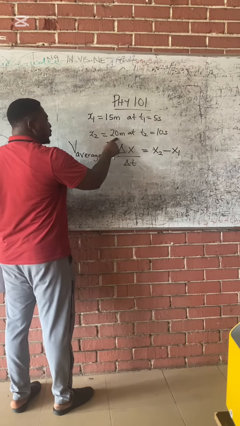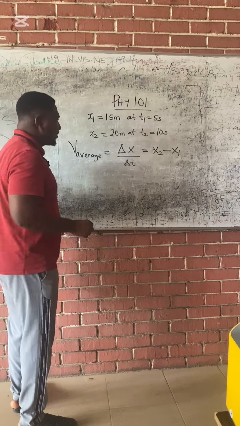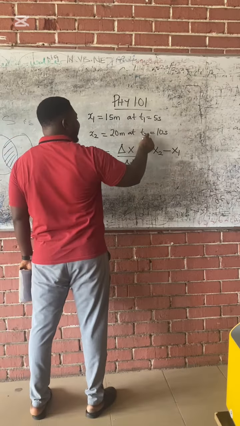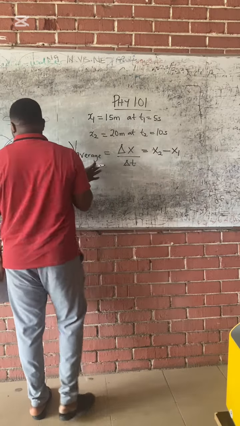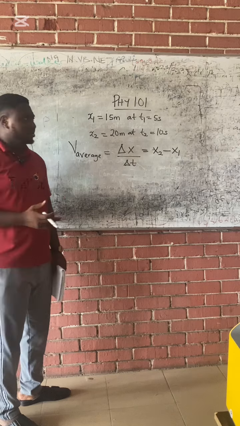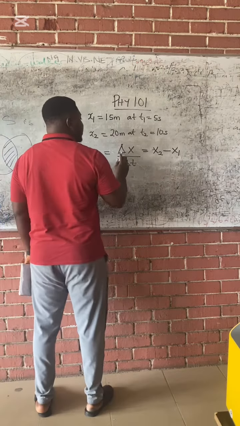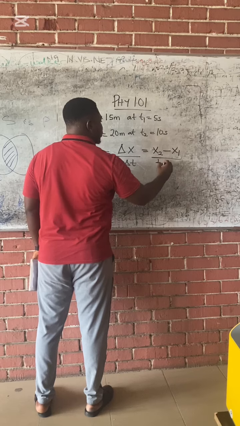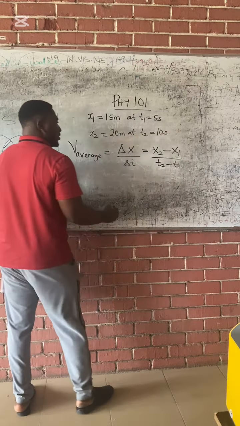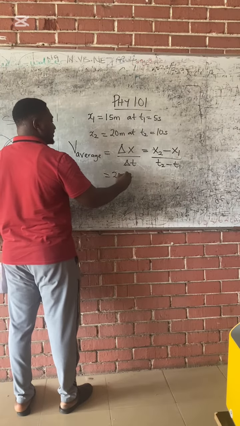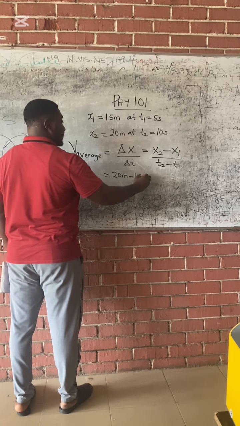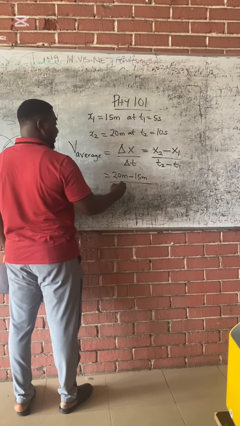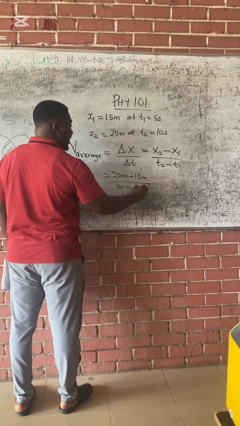Later found that x2 equals 20 meters, final. Also initial time, final time. So class, for this kind of question, you will not use the equations of motion. We're going to say average velocity is change in displacement over change in time, which is x2 minus x1 all over t2 minus t1. So x2 is 20 meters minus x1, 15, all over t2, 10 seconds, minus t1, 5.